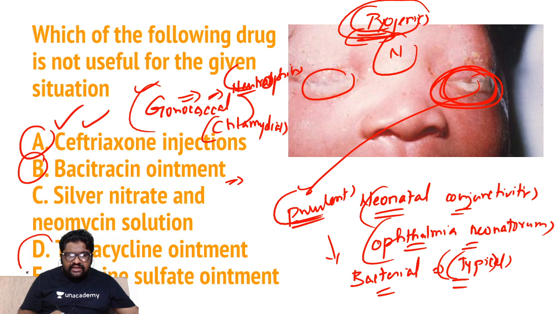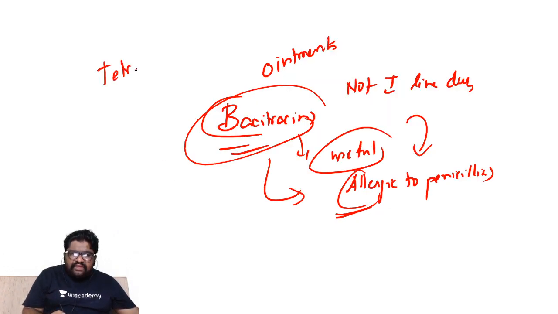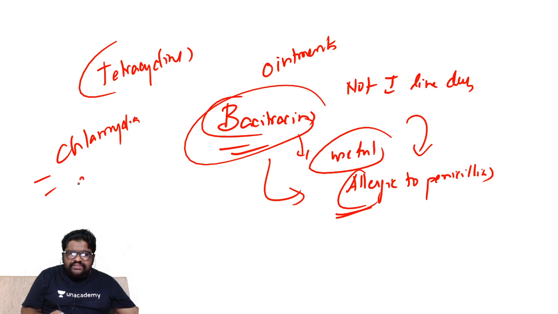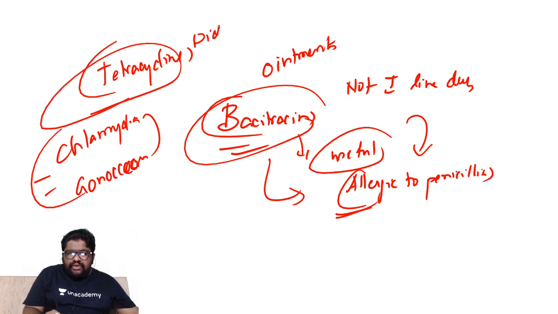Now look at tetracycline. Tetracycline is a broad spectrum antibiotic. It can be effective against chlamydia first, and it also has a very important role in gonococcus, because it is an antibiotic with a very wide spectrum. Because it has a wide spectrum, it can deal with both the possible causes.